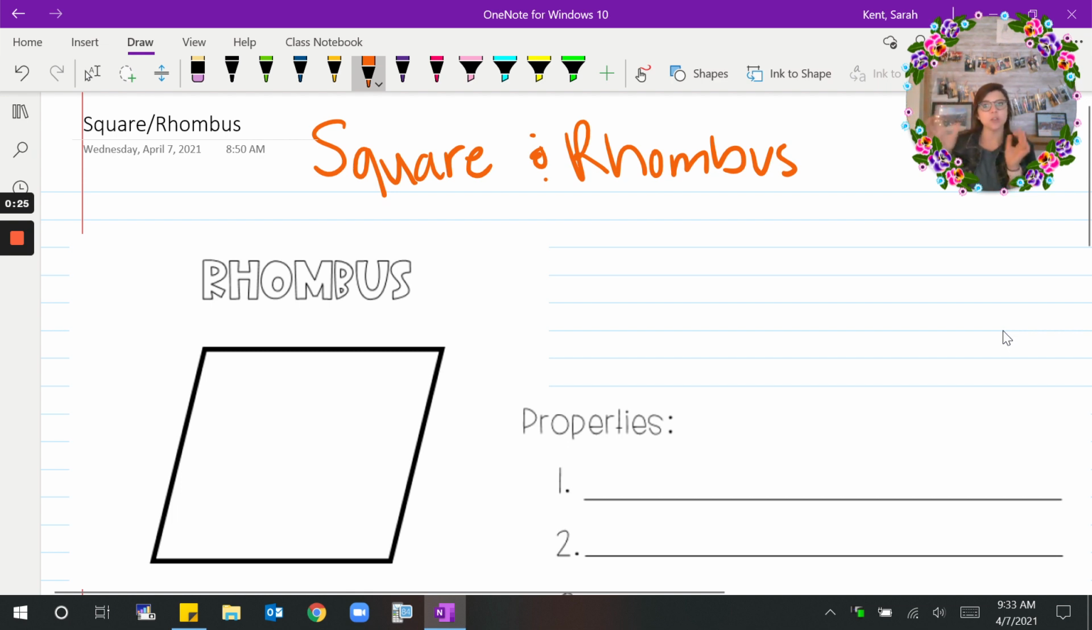So you want to make sure these notes are close with those, because all of these connect to each other. When we get to... I take that back. Part 3 doesn't connect to anything. Square and rhombus connect to parallelogram and rectangle though. So you will want these nearby those so you can look back at them.